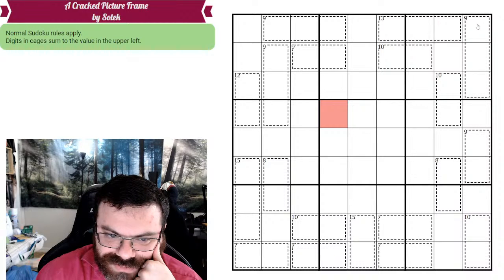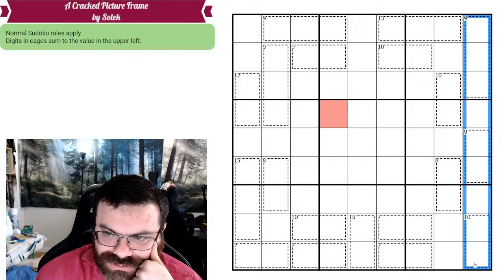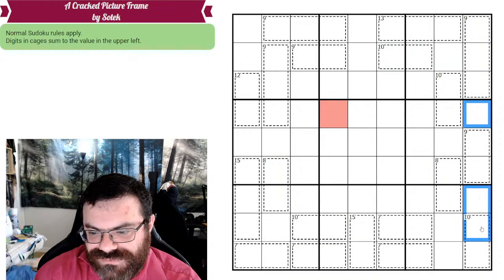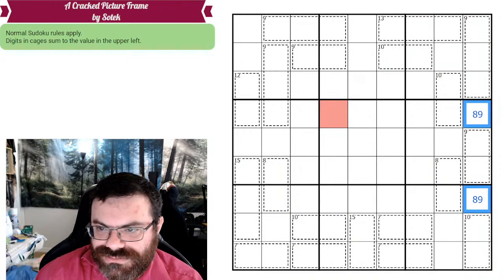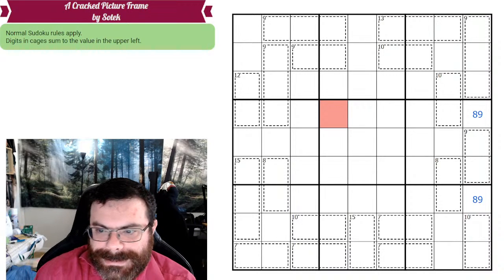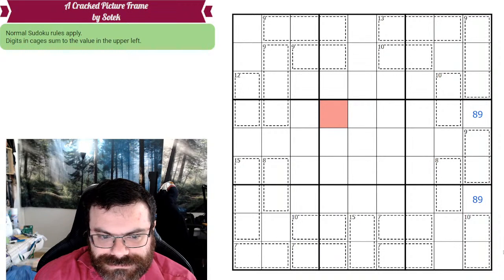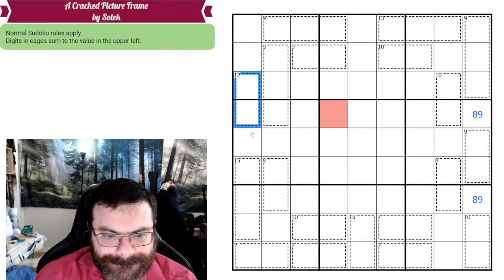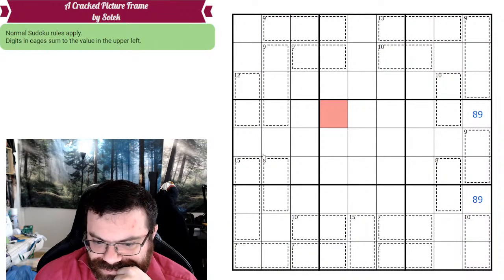We could do some outies, maybe. So these add to 28. So yeah, we have 17 left over. We know what that is. 8 and 9. How about here? What about these outies? No, we don't quite know that. We're going to be combining a lot of cages together, I suspect.